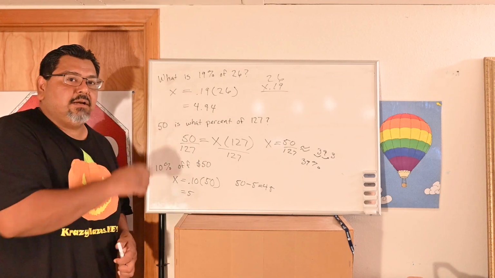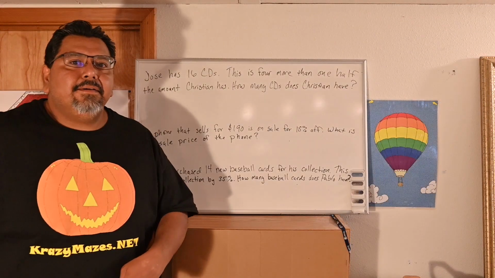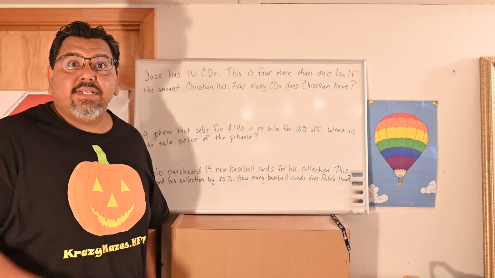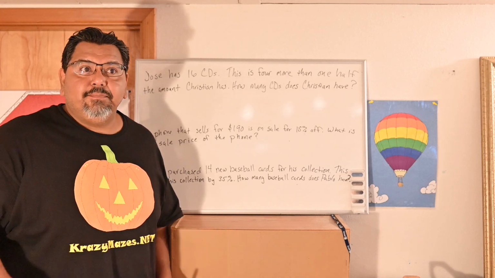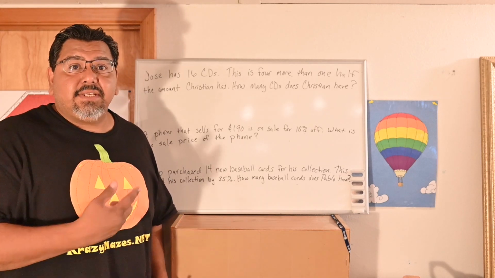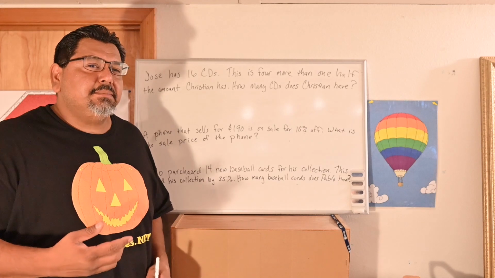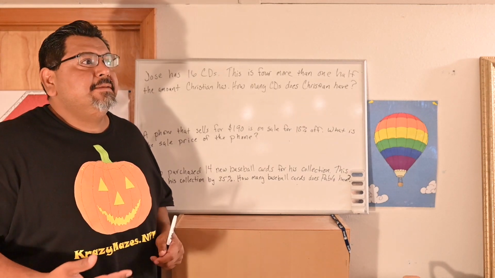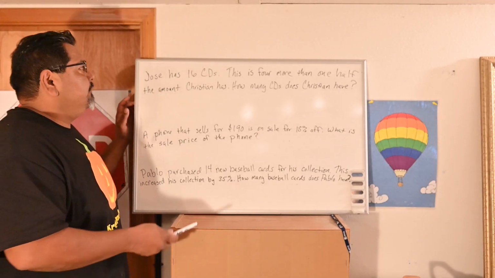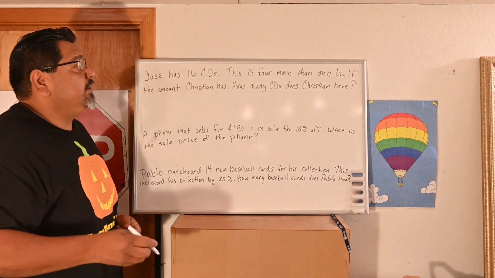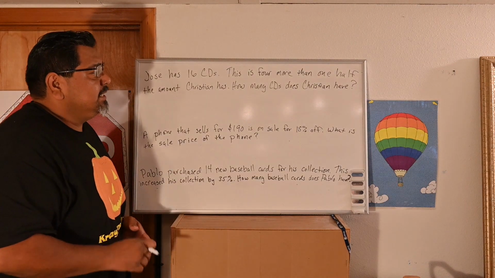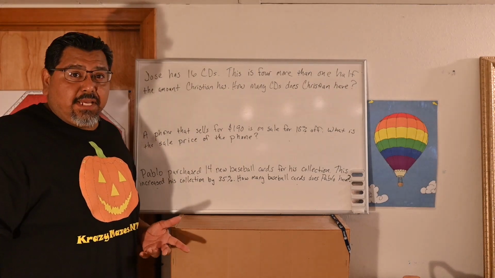So we'll look at a couple more examples here in a moment. All right, so I've written out a couple more problems that are a little bit more challenging. But if we look for those words that we've been looking at and we think about some of the ways that it's been talking to us, then we should be okay. So first we're looking at: Jose has 16 CDs. This is 4 more than 1/2 the amount Christian has. How many CDs does Christian have?